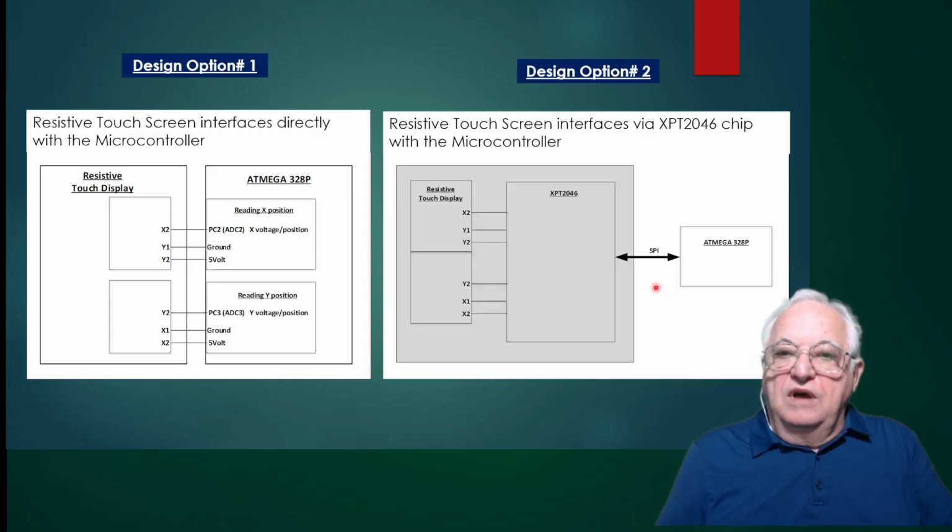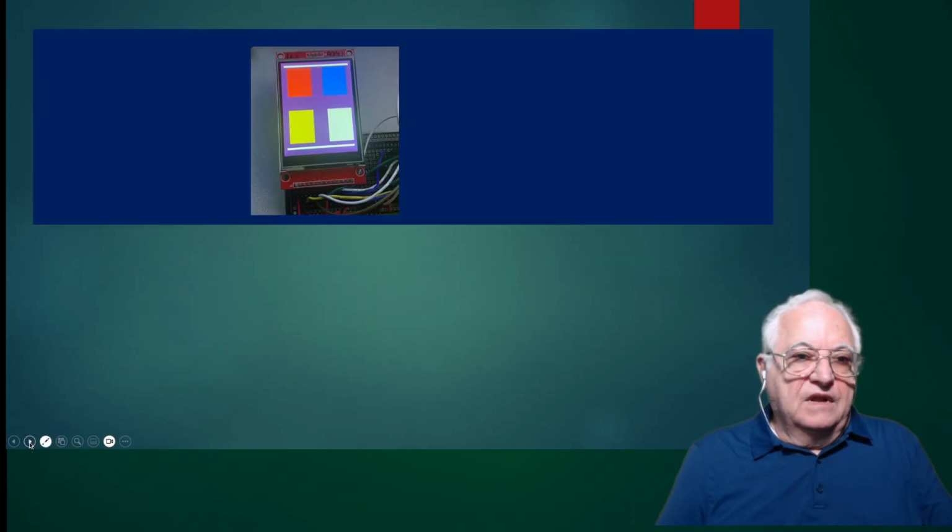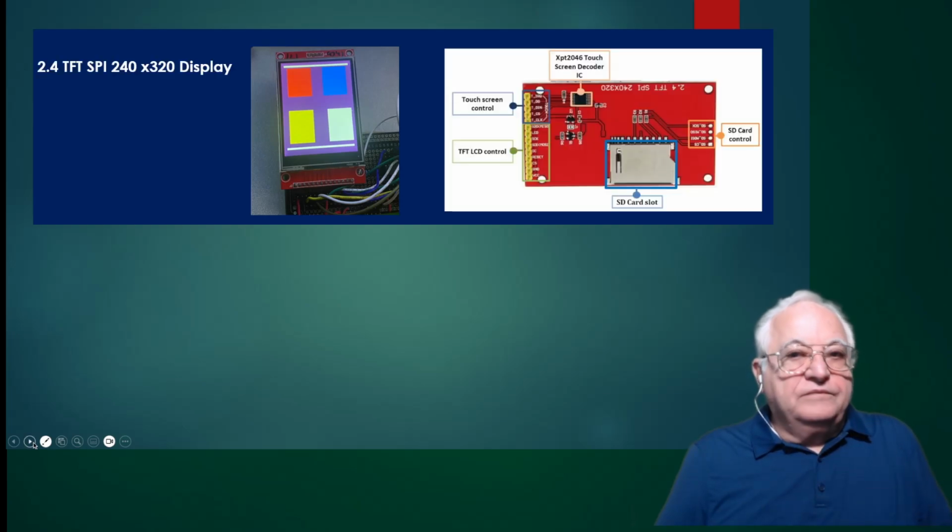And what's going to happen is the chip is going to be responsible for managing the resistive touch display, sensing when it has been touched, and so forth. And the controller's job is going to be to request information from the chip. So let's look at our display and see what we have.